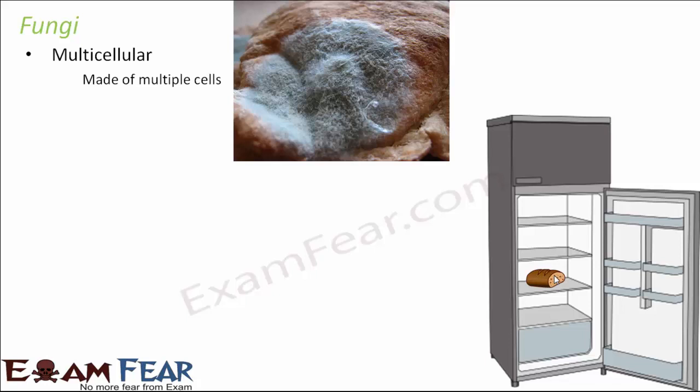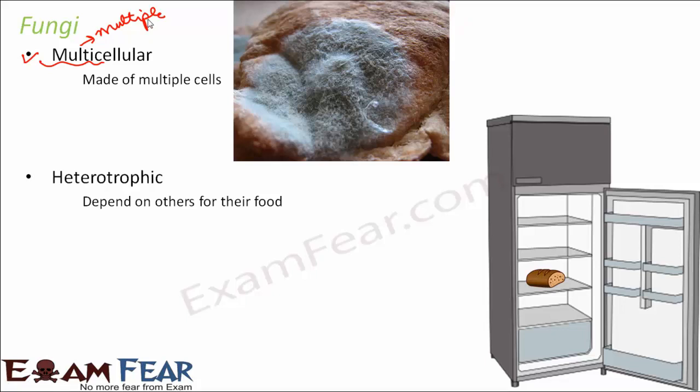So these fungi are multicellular organisms, that is, multi means multiple. They are made up of multiple cells, so not one cell but a group of cells together form the fungi. They are heterotrophic, that is, they depend on others for their food. They cannot prepare their own food. Now what is their feeding habit? They can feed on dead and decaying matter. So one type of food for them is dead and decaying matter.